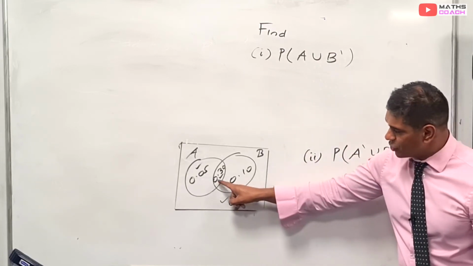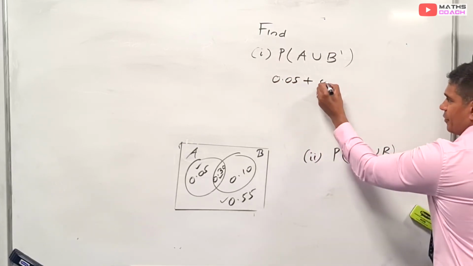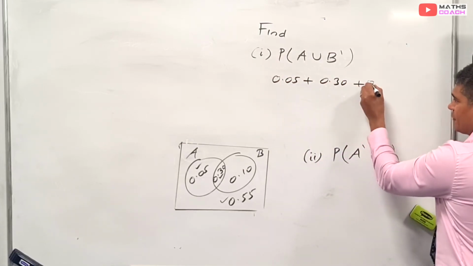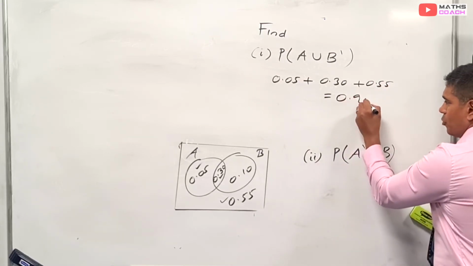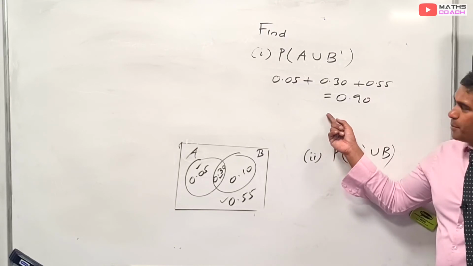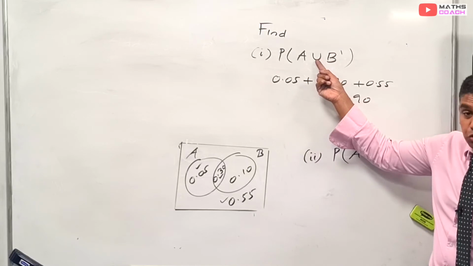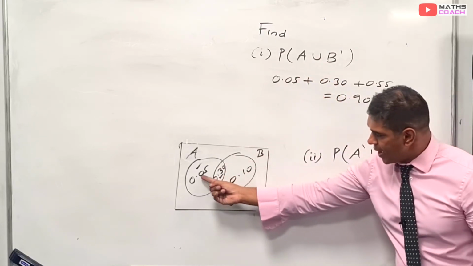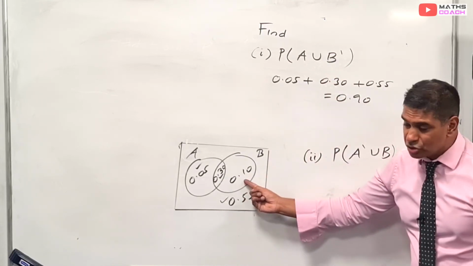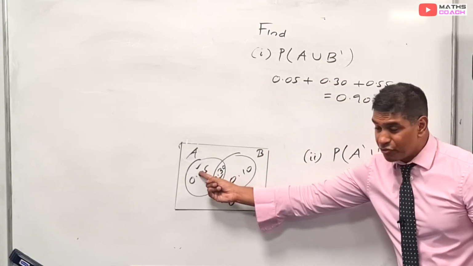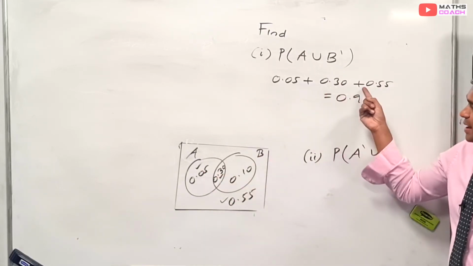If you look at the numbers that I've got, 0.05, I've got 0.30, and I've got 0.55. And if we add all of those up, you would get 0.90. So let me explain this one again, because this is one of the tricky ones. When you have union, make sure you use the ticks. You tick all of A, or B dash, which means I can have anything outside B. Well, this one's already ticked, so I can tick this one. And then what you do, you then merge them together and add them up.